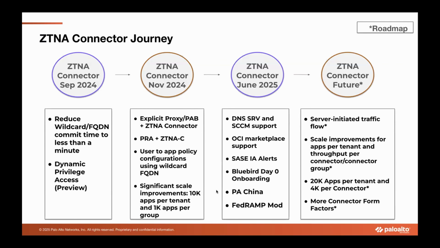We are also doing some scale improvements and throughput improvements per connector and per connector group, and as a whole for the tenant. As mentioned here, we are moving towards 20K applications per tenant and 4K applications per connector group. So that is something you will see very soon. And we are also working on more connector form factors, which will be beneficial for brownfield and greenfield deployments, especially brownfield deployments, which have NGFW based firewalls. So we are working on more ZTNA connector form factors for such scenarios to make the customer's life easy.